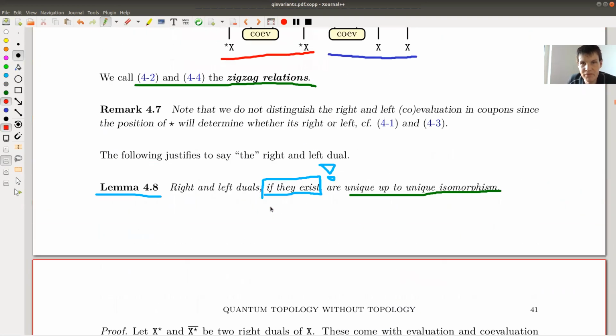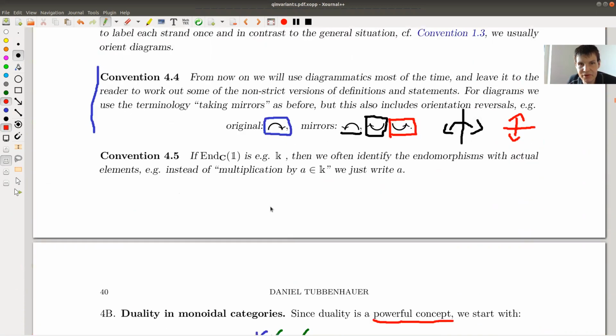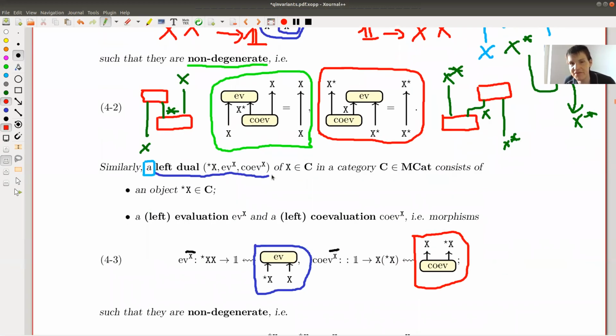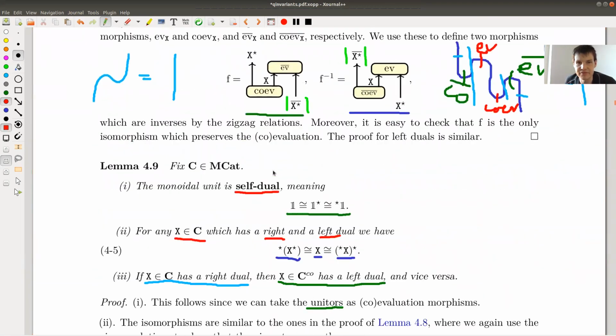Okay, so before I go to examples, let me recall what we did. I discussed this concept of a right dual and a left dual, if they exist. It's basically an object together with a zigzag morphism, or with two cup and cap morphisms such that you have a zigzag relation, which I call the non-degeneracy condition. And now in the examples, you will see why I would call this a non-degeneracy condition.